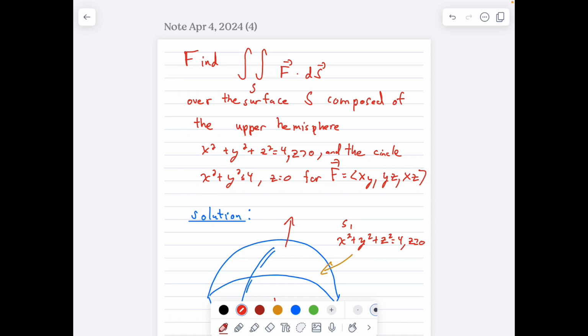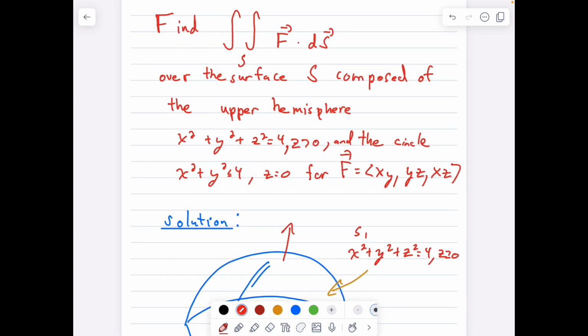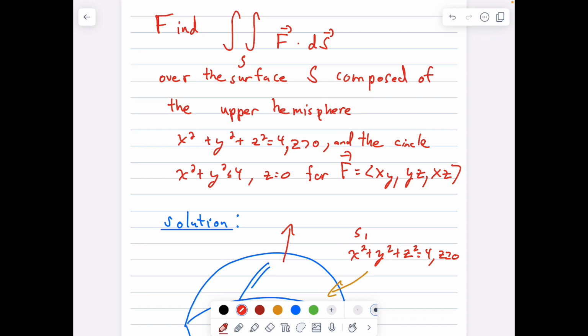Hello everyone, so today we have a Calculus 3 multivariable calculus problem where we're being asked to find this surface integral, the vector field F dotted with dS, the vector element of the surface area dS, over the surface S, composed of the upper hemisphere, x squared plus y squared plus z squared equals 4, where z is greater than 0, and the circle x squared plus y squared is less than or equal to 4 for z equal to 0. For the vector field F, which has first component xy, second component yz, and third component xz.